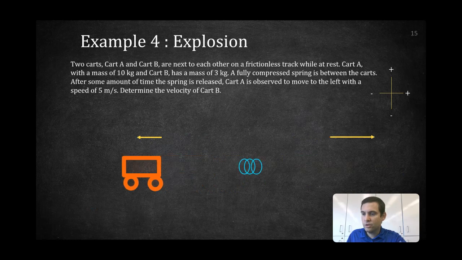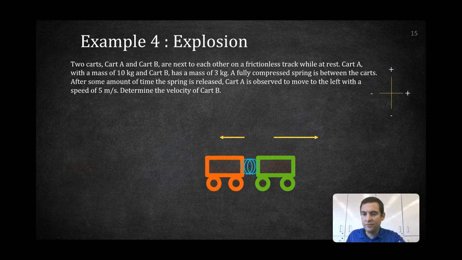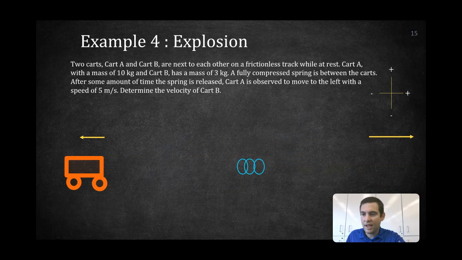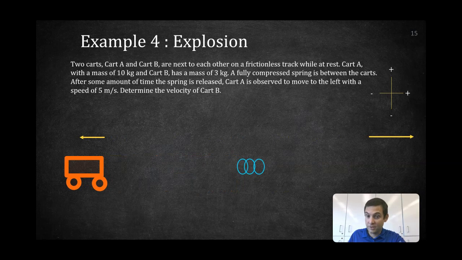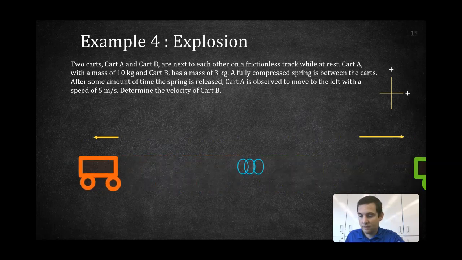Here we have an explosion. 2 carts A and B are next to each other on a frictionless track while at rest. Cart A has a mass of 10 kilograms and cart B has a mass of 3 kilograms. A fully compressed spring is between the 2 carts. After some amount of time, the spring is released. Cart A is observed moving to the left with a speed of 5 meters per second, while cart B, we don't know the velocity. So let's figure it out.